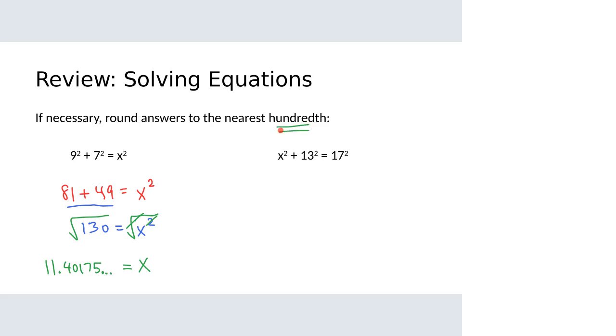Here I was told to round to the nearest hundredth. So we'll do that. We'll go down there and we'll identify the hundredths place. That's where the 0 is. I'll look one space to the right. Since the number in that spot is 4 or lower, we're going to round this down to 11.40, rounded to the nearest hundredth. If you have any questions on that, let me know. Otherwise, we're going to go over and do the one on the right.